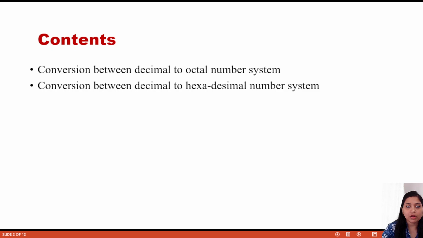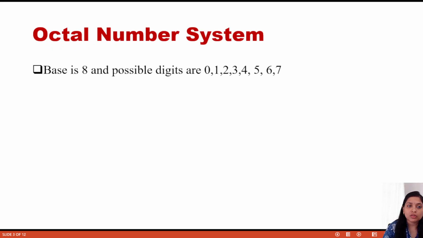So today we will start what is octal number system, and then how to convert decimal to octal and octal to decimal, and what is hexadecimal number system and how to convert decimal to hexadecimal and hexadecimal to decimal. Okay, so let's start. So octal number is base 8. Octal means 8. So here the possible digits are 0, 1, 2, 3, 4, 5, 6, 7.